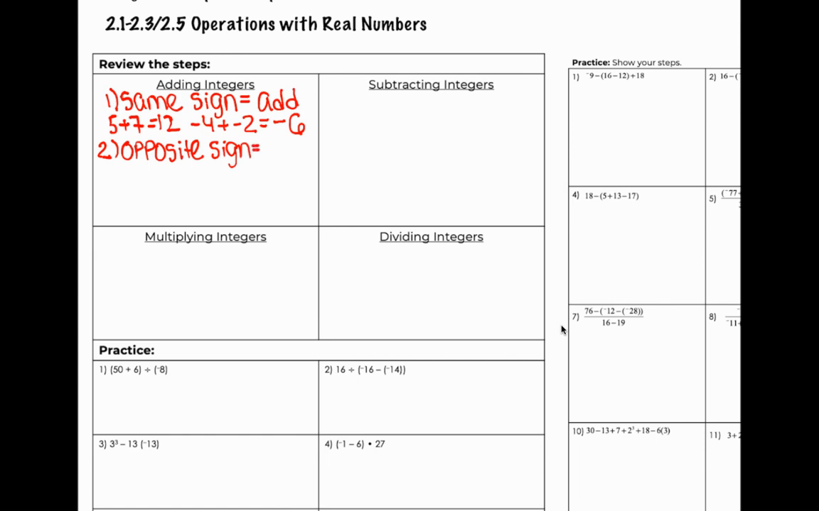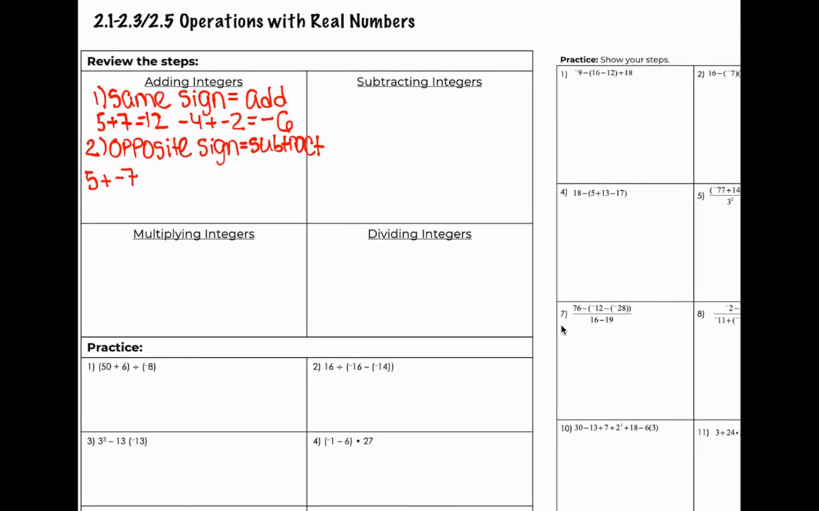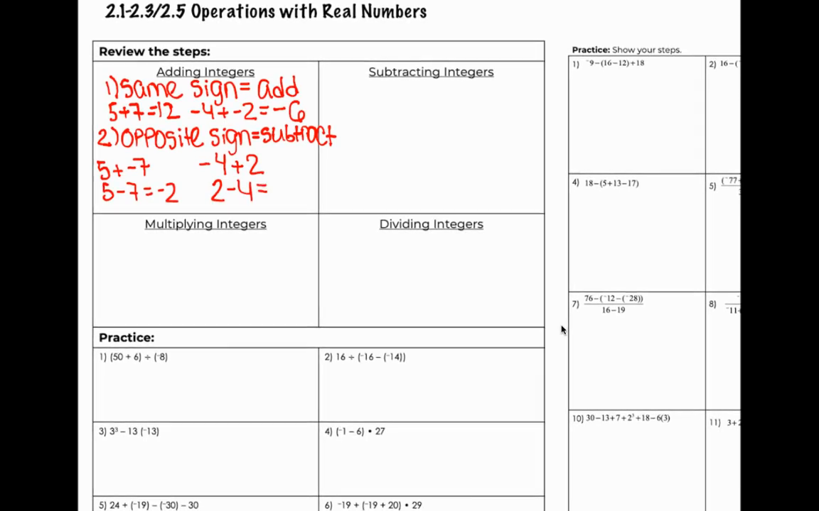Now if they're opposite signs, it gets a little weird. So if they're opposite signs, you want to subtract. So an example of that, let's just use these same numbers. Let's say we had 5 plus -7. So in order to solve that, I'm really doing 5 minus 7, which is -2. And then let's say we had -4 plus 2. So that's really the same thing as 2 minus 4. So you can always flip the order on that. And that would be -2 as well.